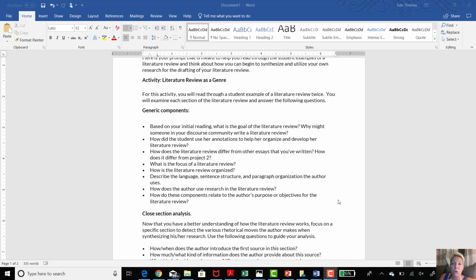What is the overall goal of a literature review? I know a lot of you have posted in your Insta posts in week 7 that you're maybe a little bit fuzzy about what a literature review is supposed to do. So think about what it's supposed to do and how the students are doing that in their draft.